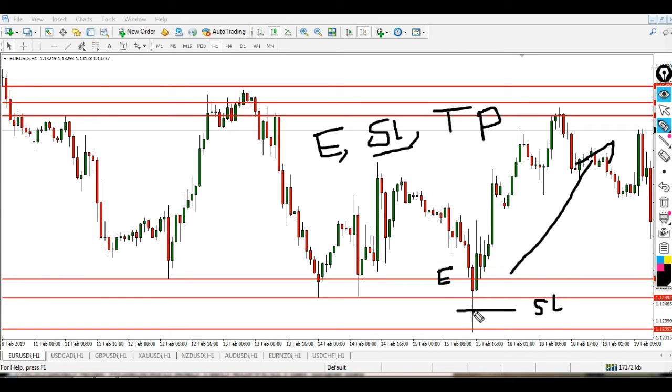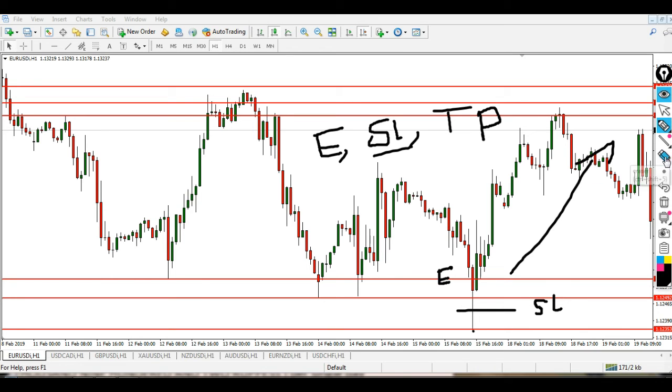Price comes here, it hits your stop loss and goes beyond it, and then it goes up, right? So what happened here? You're losing your money. Your prediction is right, but your stop loss level is wrong, so you're losing your money. So what you need to do is give some space here.